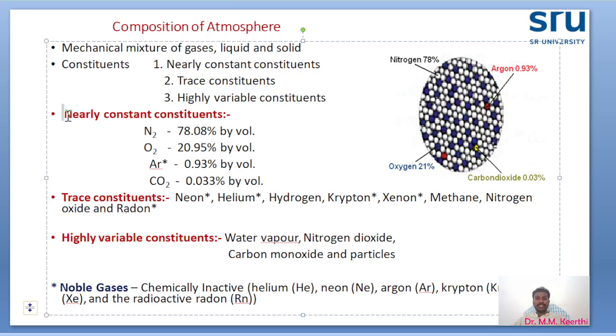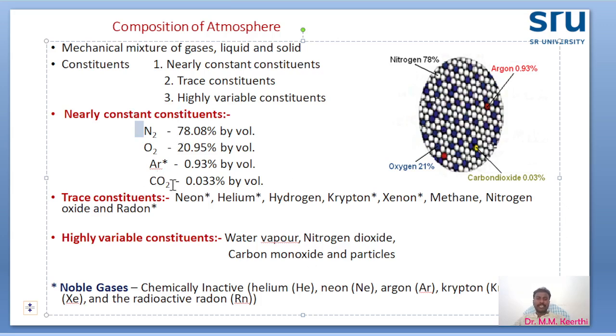First, we are going to discuss nearly constant constituents. These are constant, permanent factors throughout the entire globe. Nitrogen gas is 78.08 percent by volume. Oxygen is 20.95 percent by volume. Next, argon is 0.93 percent by volume, and carbon dioxide is 0.033 percent by volume. These are all the nearly constant gases.